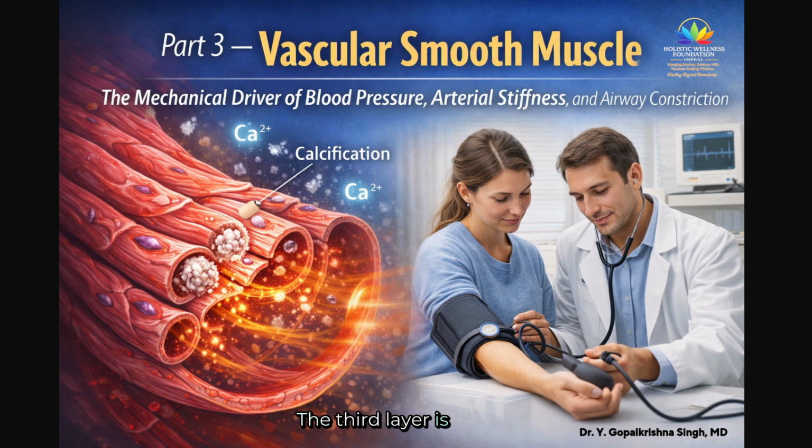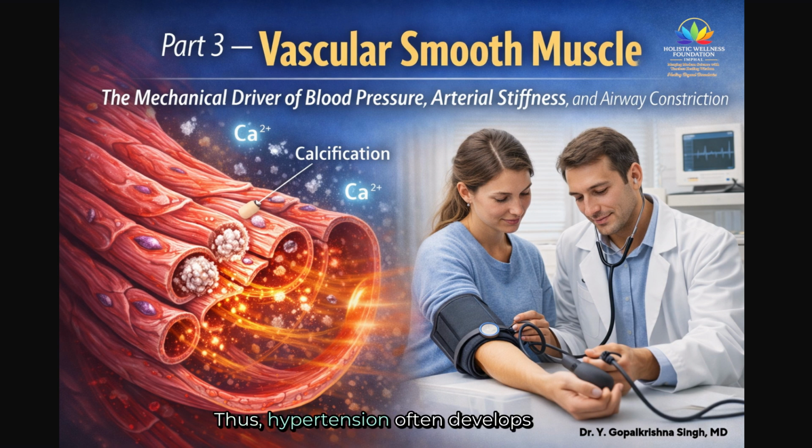The third layer is the vascular smooth muscle, the mechanical layer. These muscles contract and relax to control vessel diameter. Overactivity causes vasoconstriction and hypertension. Over time, calcification of smooth muscle leads to arterial stiffness and persistent high blood pressure.